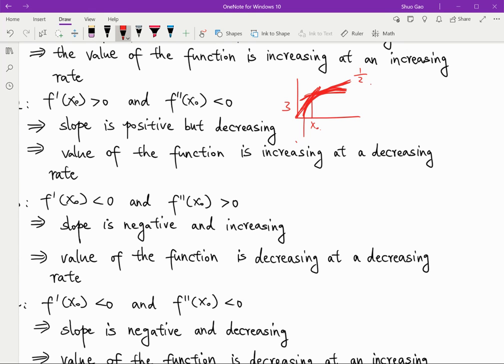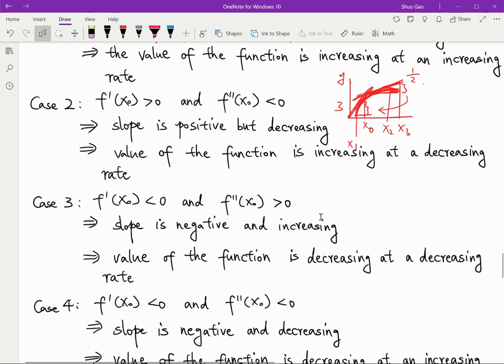So from x1 to x0, the value of the function increased by this much. But from x2 to x3 here, the value of the function only increased this much, right? It's much less than from x1 to x0. So the value of the function is increasing, but at a decreasing rate. So this is the second case.